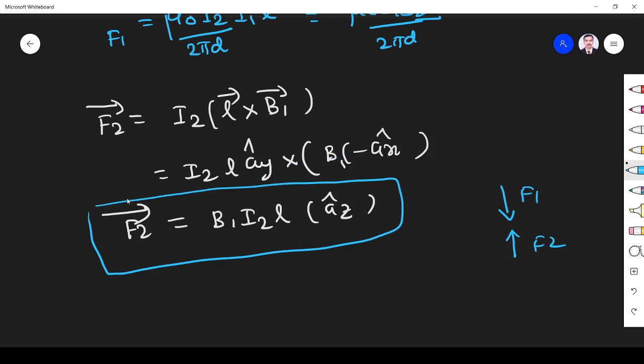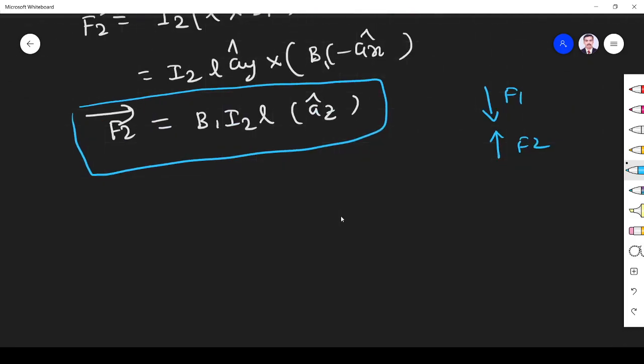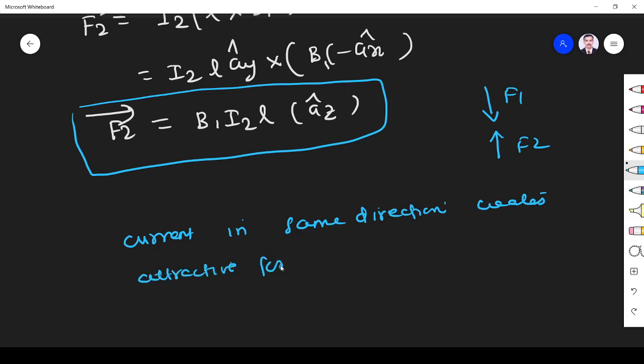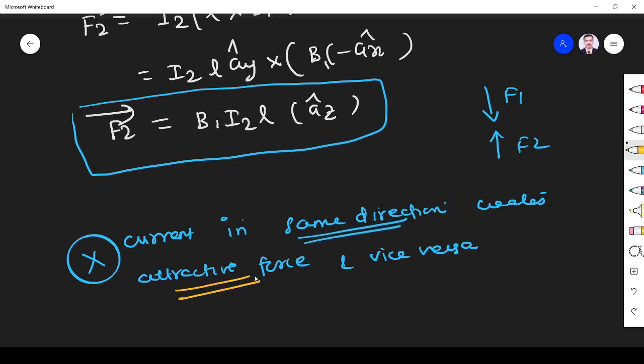Very, very important: current in the same direction creates an attractive force, and current in the opposite direction creates a repulsive force, which you can derive using the same method I did here. Whereas with charges, opposite charges attract, here currents in the same direction create an attractive force.